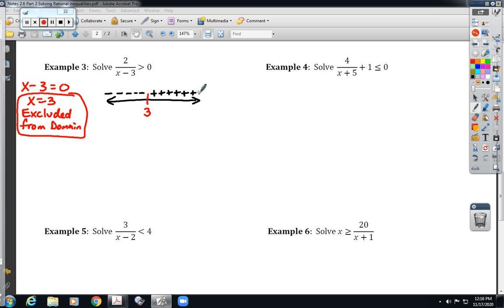Then all we have to do is figure out where we are greater than 0. That would be from 3 to positive infinity. 3 is not included ever in this case because it's an excluded from the domain value, and it's also just greater than. So we wouldn't have to worry about it being square versus round because if there's no or equal to, it's a round bracket every time.